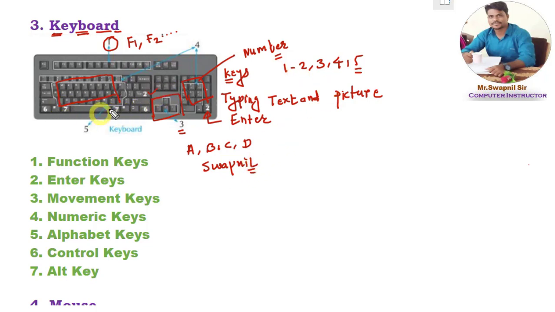Now these are the control keys, and control keys are used to control the mouse. And likewise keyboard has many special keys like alt key, hash key, dollar key. So for now you must remember keyboard has many keys and it is used to type text and pictures. Okay, dear student.